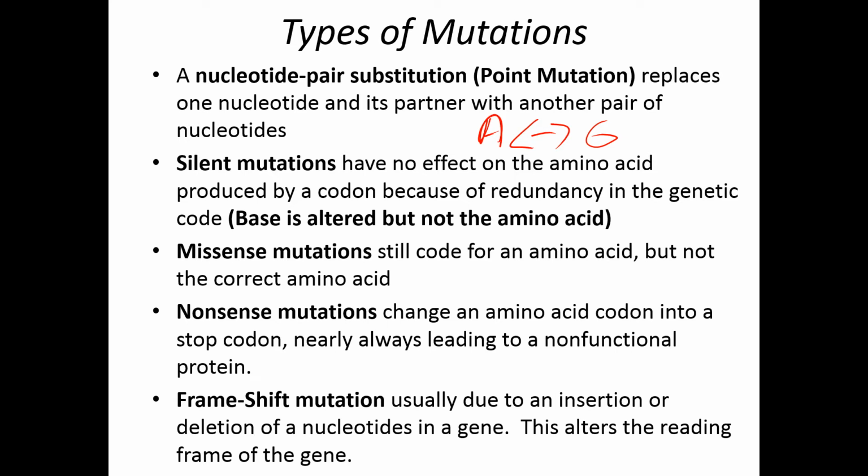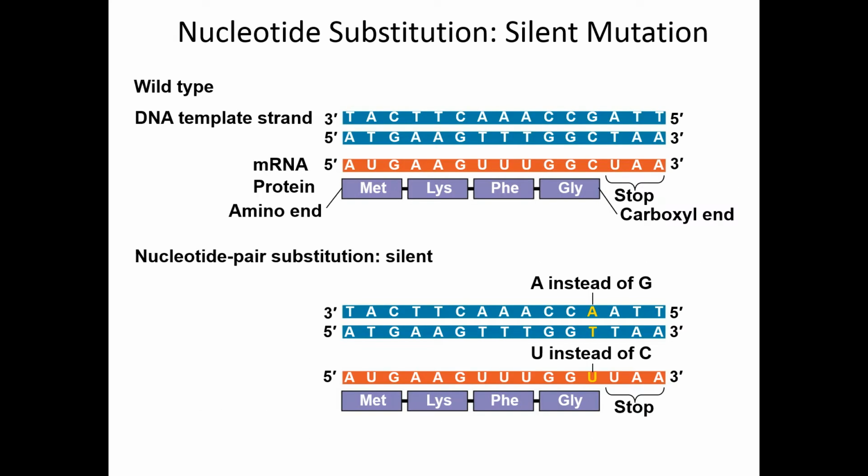A nonsense mutation results in a truncated or shortened protein that's non-functional. And then a frame shift mutation results in an alteration in the reading frame. Usually this involves an insertion or a deletion of nucleotides. So I'll walk you through each of these.